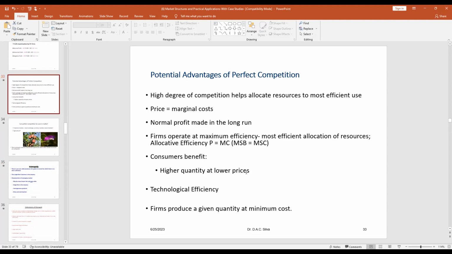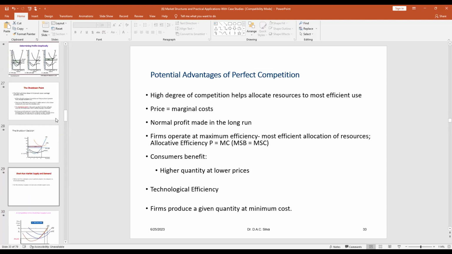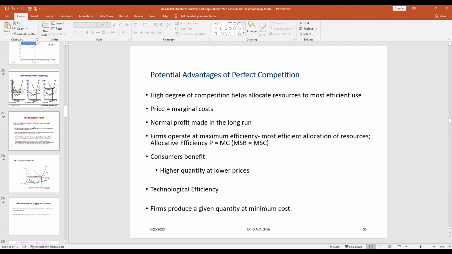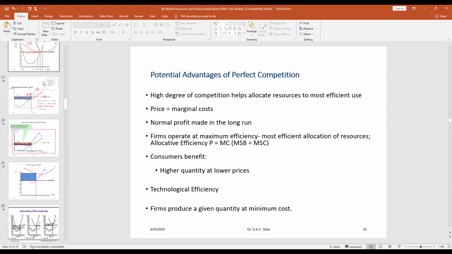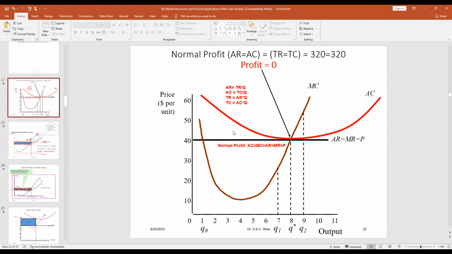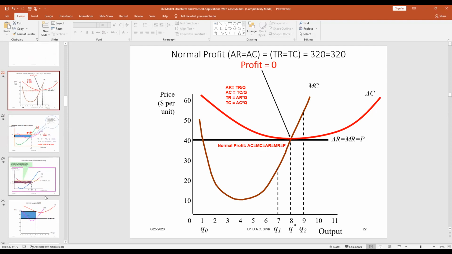So that is what we want to say in a properly competitive market. But technologically, this is also efficiency. Why? Because they can reach the minimum point. This is the minimum point of AC. If we can reach the minimum point of AC in the long run, there is no excess capacity. All the resources have been used in the most efficient way.